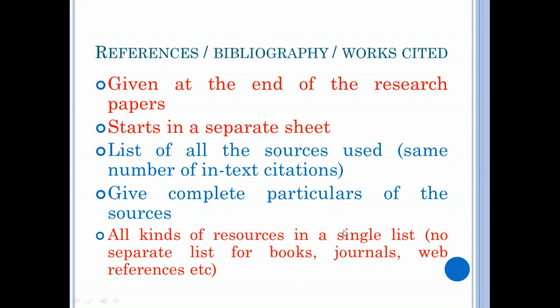The name of the author, his initial, year of publication, name of the article, name of the journal, volume number, issue number, page number, or DOI, or retrieved from, all the complete particulars of the sources are to be given at the end of your research paper, so that when somebody happens to read your paper after some time, if they want to retrieve those references by looking at the particulars, they will be able to retrieve them. Fine. And in some cases, people prepare separate reference lists for books, journals, and web references. It is not advisable to have separate reference lists. Normally, we have only one list of references for all the resources you use in your research work.